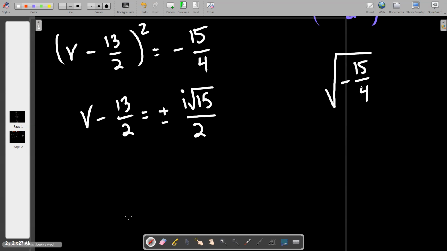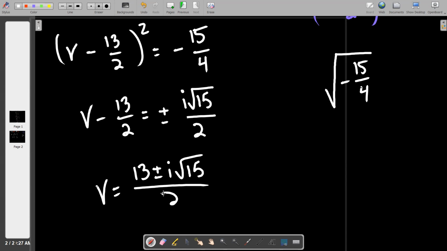Good, good. And this is certainly not a pathway, right? Because I mean, we got i's, roots. This is as unpathway as a problem can be. So really, we're one step from home. So we're just going to say v equals. Can we do it all at once? What's our answer? Good job, buddy. 13 plus or minus i root 15 all over 2. Well done.